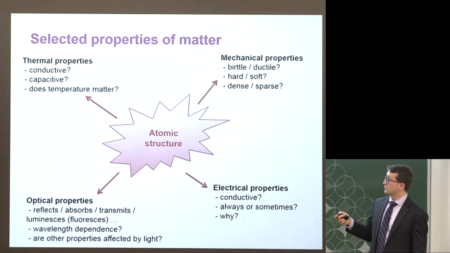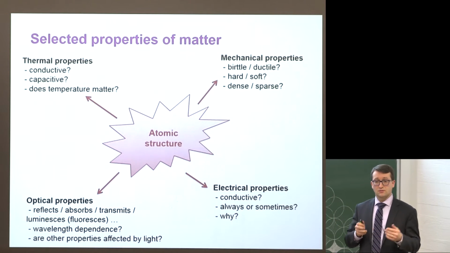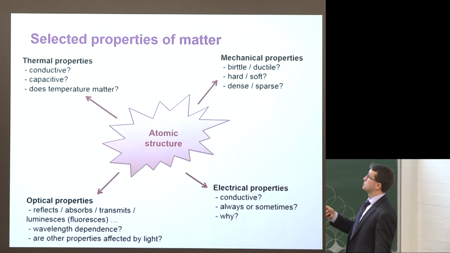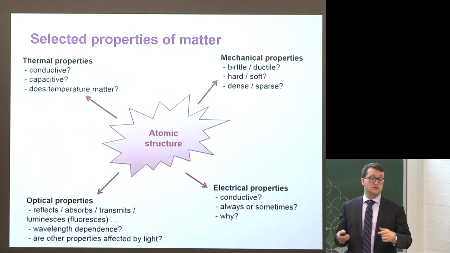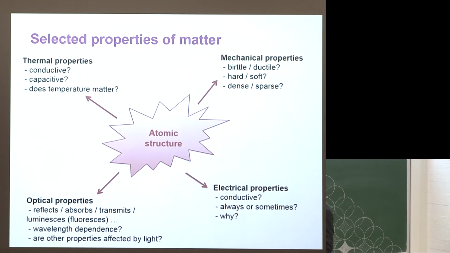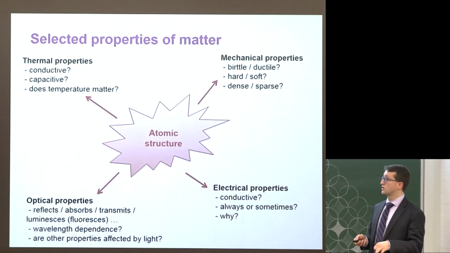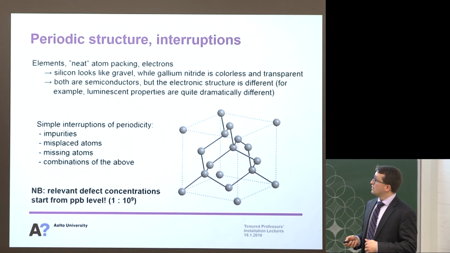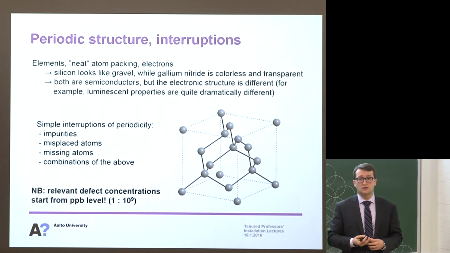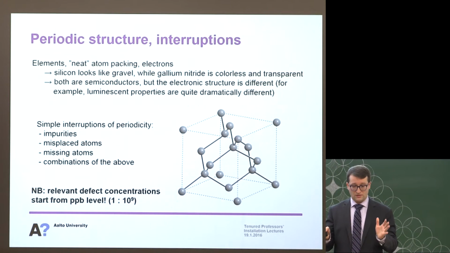And of course, are the other properties of the material affected by exposure to light? Then again, this list can be continued. Thermal properties, mechanical properties, all the properties are defined or determined by the identities of the atoms and the structure they're in. So perfect materials are kind of boring because their properties are what they are, and that's it.